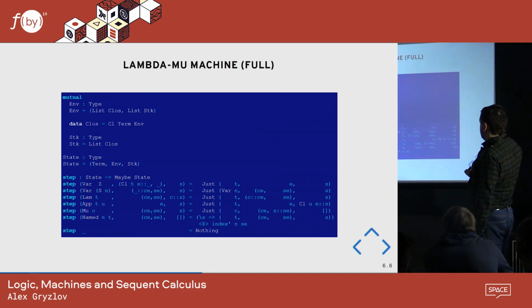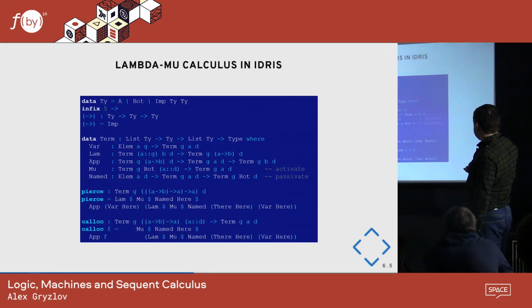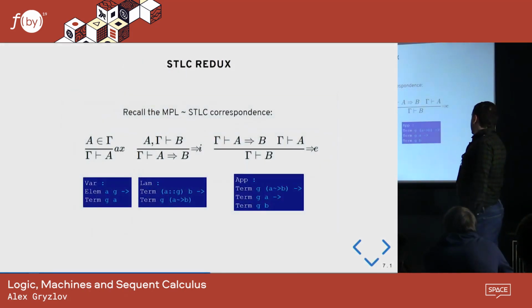And then these rules are kind of the same. If you have a variable, then these two lines basically tell you how to look up in the environment what you have. Lambda and application are the same. The mu thing then puts the current stack on top of this stack environment. And the name thing looks up in this environment and puts the stack into the current thing. So this is why you have this empty list corresponding to this bottom type. So this is the idea.